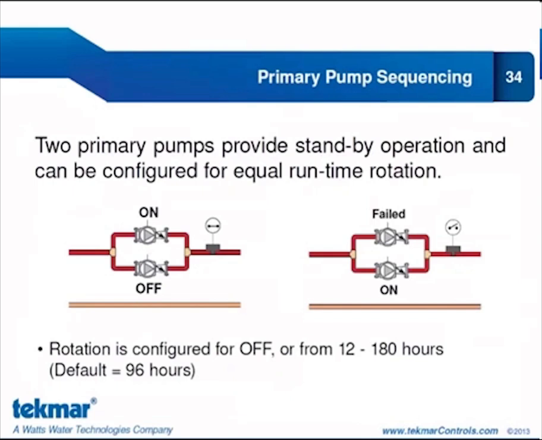We can also configure the primary pumps to have equal runtime rotation. We can select rotation to occur from a time ranging from 12 to 180 hours. Our default's 96 hours, and if we don't want rotation, we can just turn that off. Rotation is done when the lead pump is off. If the lead pump runs continuously, then the rotation is delayed for up to 12 hours.